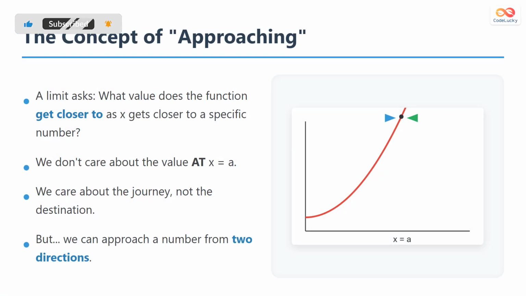First, let's recall what a limit is. A limit is all about the journey, not the destination. It asks, what value is the function getting closer to as x gets closer to a specific number? Importantly, we can approach a number from two distinct directions.